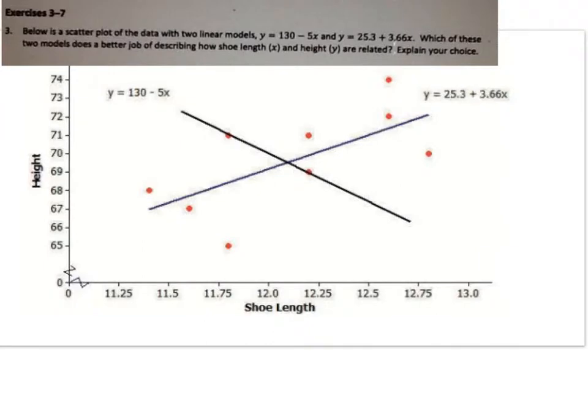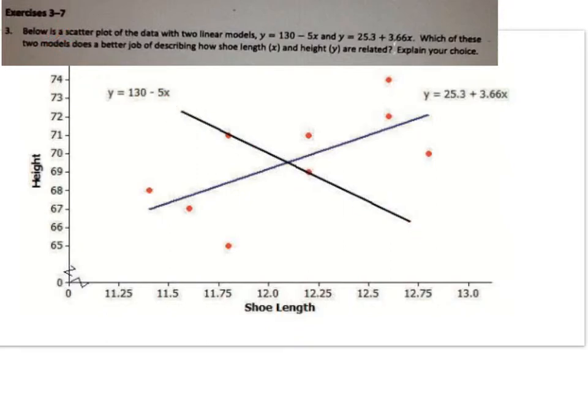All right, below is a scatter plot of the data with 2 linear models. So it's the data you already saw. We've got 2 linear models here. y equals 130 minus 5x. Here we have a negative slope and a y-intercept of 130, so that would be this line, because if this continues all the way up, it would cross the y-axis at 130, and my slope is negative.